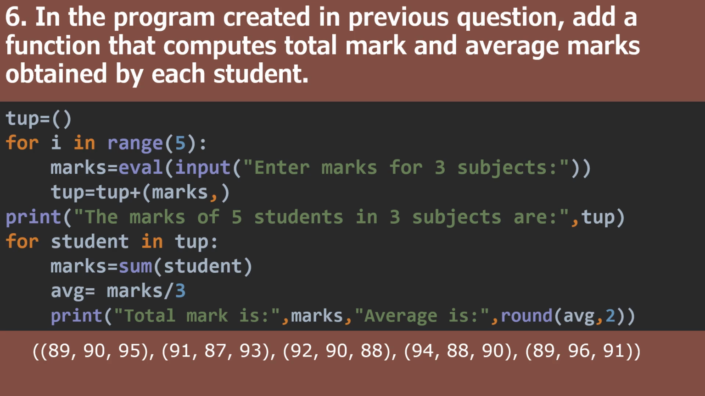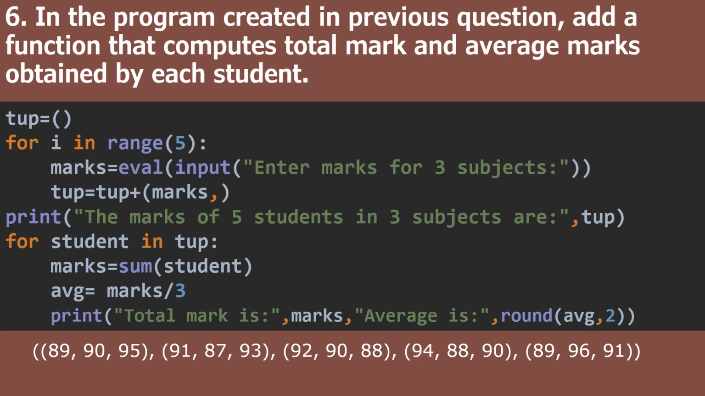So in this loop, marks will store the sum of the marks of the first tuple, that is 89 plus 90 plus 95. That is stored in a variable marks. Now average, that is avg, is equal to marks divided by 3. Now we'll just print the total mark is marks. That means for the first student, the total mark is marks, that is the sum of the marks in 3 subjects. Now average is avg.